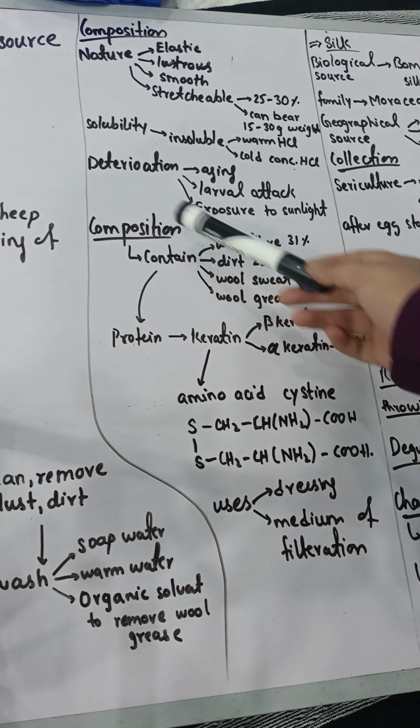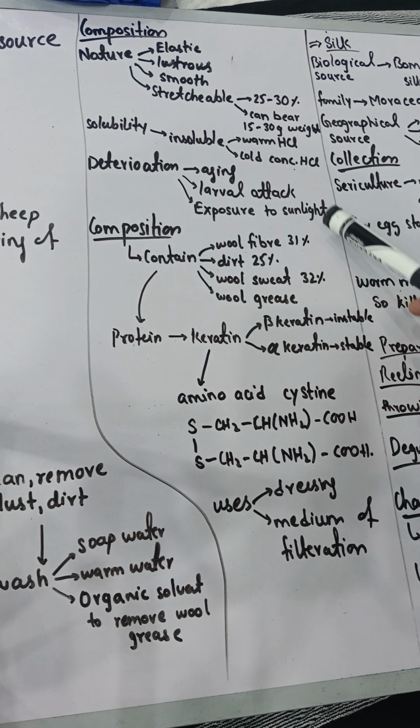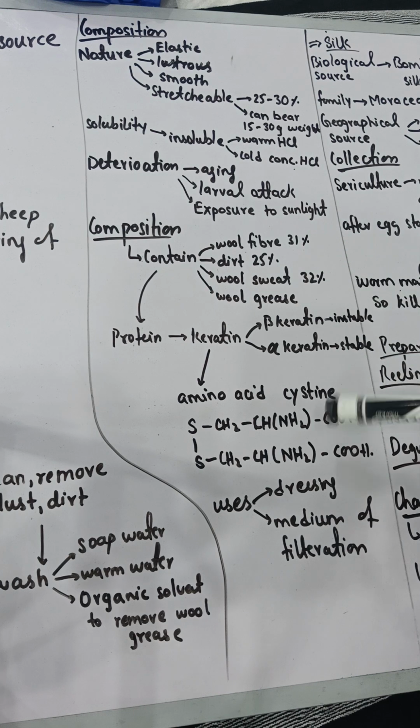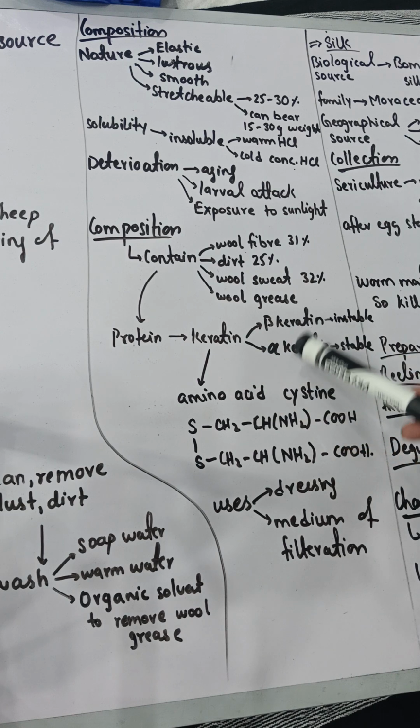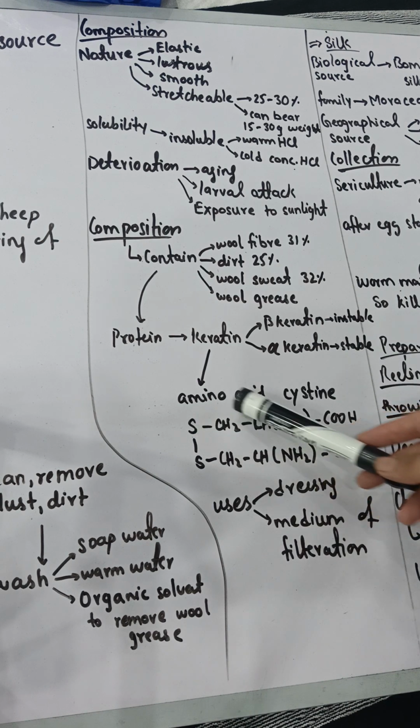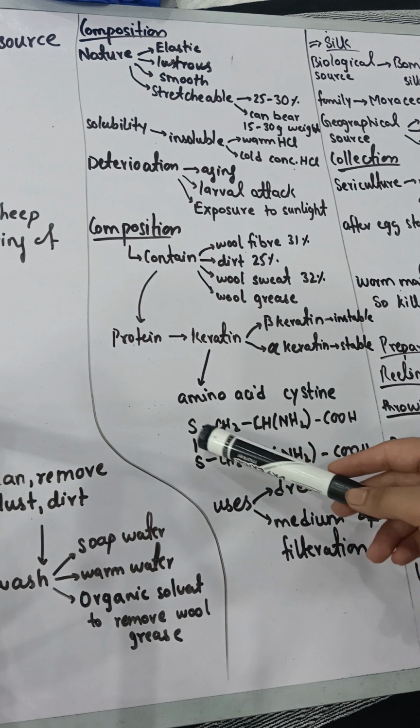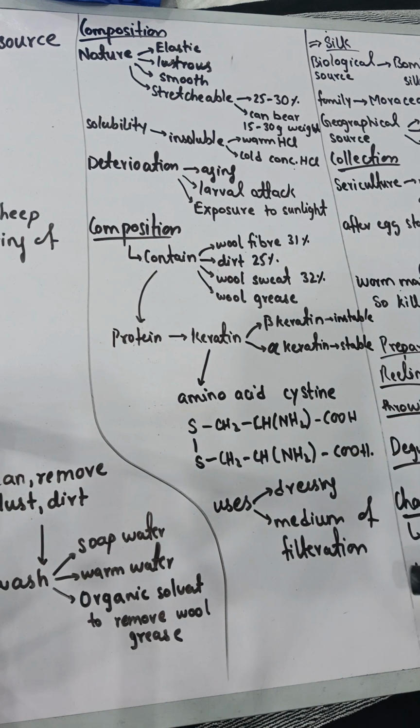After that, let's discuss its composition. It contains wool fiber 31%, dirt 25%, wool sweat 32%, and wool grease, which should be removed by organic solvents. Next is the protein. It contains keratin protein, two kinds: beta keratin and alpha keratin. Beta keratin is unstable, alpha keratin is stable. It contains the amino acid cysteine. This is the structure of cysteine, which is bound by a disulfide bond. Two sulfurs are bound together by it.